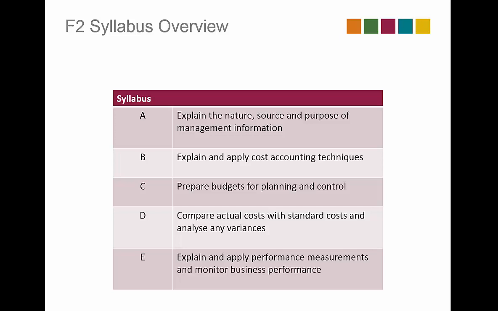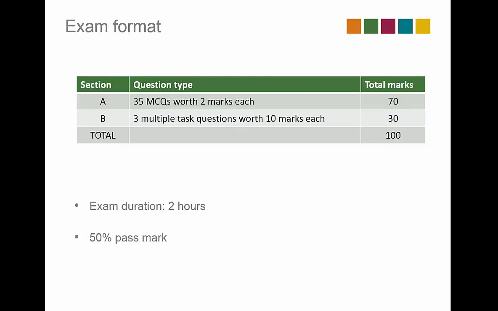And then finally, we will look at Syllabus Area E, where you will be asked to explain and apply performance measurements that can be used to monitor business performance. In this area of the syllabus, we will look at techniques such as ratio analysis to look at the performance of a business overall.